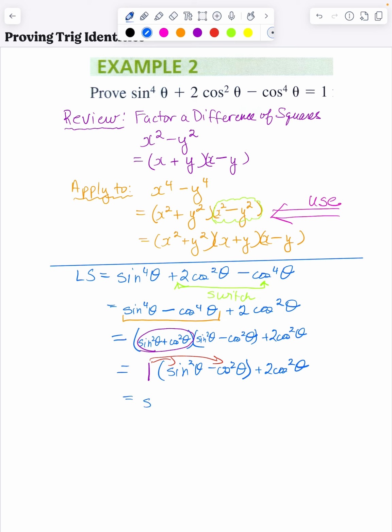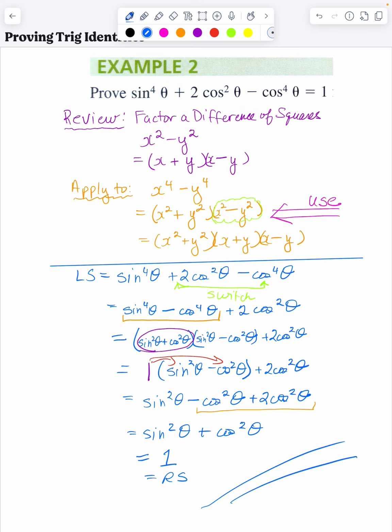So now what we can do is distribute this 1 or just drop the brackets. And we have sine squared theta minus cos squared theta plus 2 cos squared theta. These two I can combine. Sine squared theta plus cos squared theta. Use our trig identity. It's equal to 1, which is equal to the right-hand side. And we are finished. That was easy.